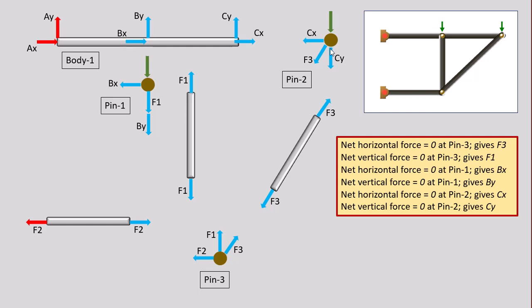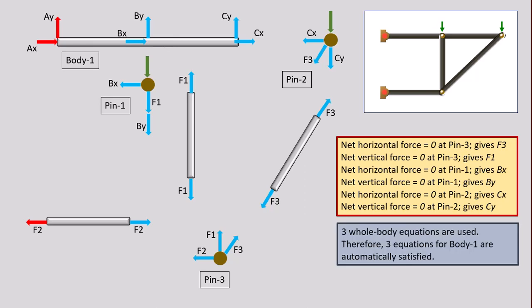Then we go to pin 2, just because F3 we have calculated from here. Pin 2 has only Cx and Cy as unknowns, so we solve pin 2 to find Cx and Cy. Notice that now we have all unknowns determined and we didn't even have to write any equilibrium equation for body 1. So 3 whole body equations are used, therefore 3 equations for body 1 are automatically satisfied.